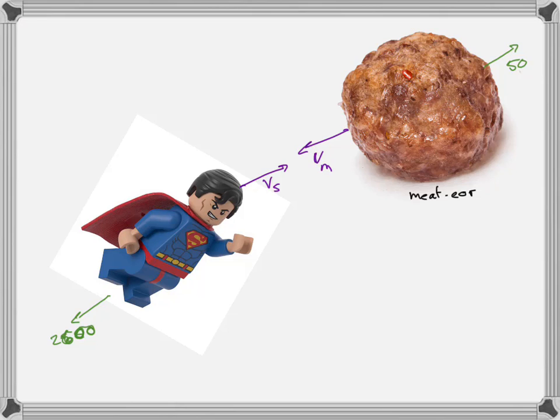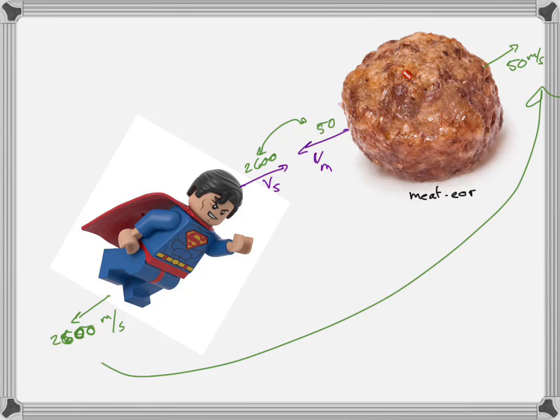The meteor is going 50 meters per second in that direction. In order to keep the relative velocity, then Superman must be going 2,600 meters per second in that direction. So again, if he started at 2,600 meters per second in that direction, that's a relative velocity of 2,650. Then that is a relative velocity of 2,650.